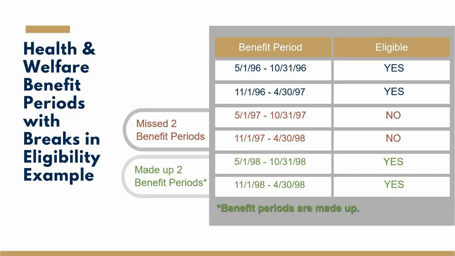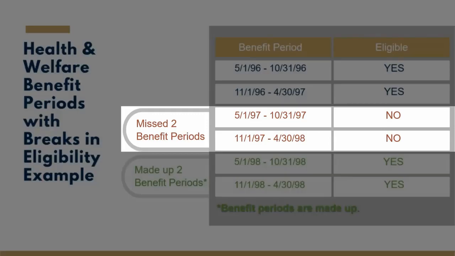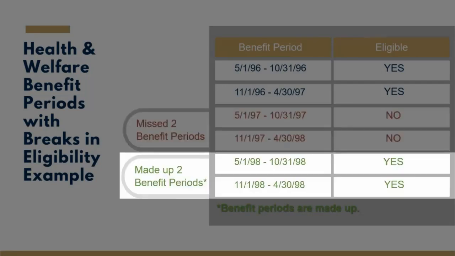So a very quick example: Joe Wages, working in the mid to late 90s, unfortunately didn't earn eligibility for the May 1997 or November 1997 benefit periods. That would be considered a gap. So he's no longer consecutive. But you can see in the green, Joe comes back, he earns May of 98 and November of 98. That would be considered consecutive again. He missed 2, he made up 2, he covered the gap.